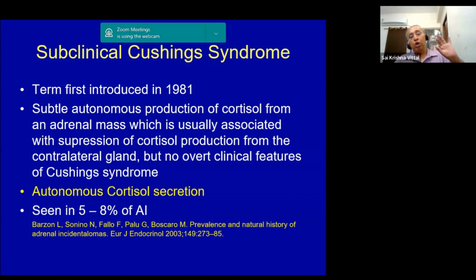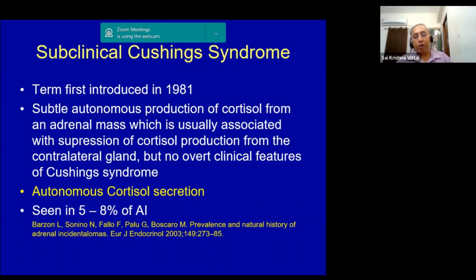In other words, you must remember there are three components. There is a subtle autonomous production of cortisol from one adrenal mass. Point number two, it suppresses the cortisol from the other gland. Point number three, there are no overt features of Cushing syndrome. This subclinical Cushing syndrome is nowadays called autonomous cortisol secretion, which I think is a more appropriate term.